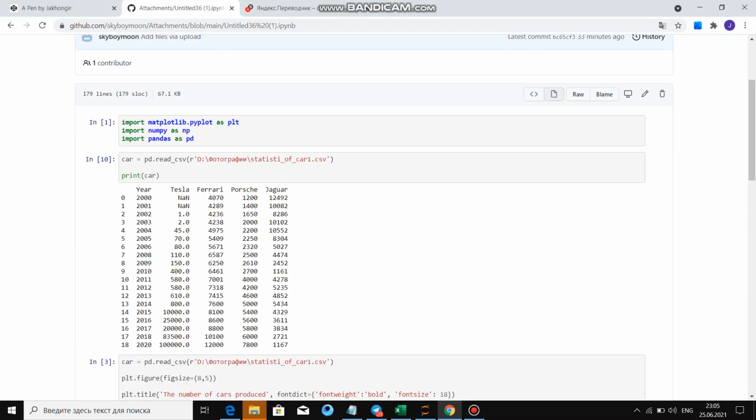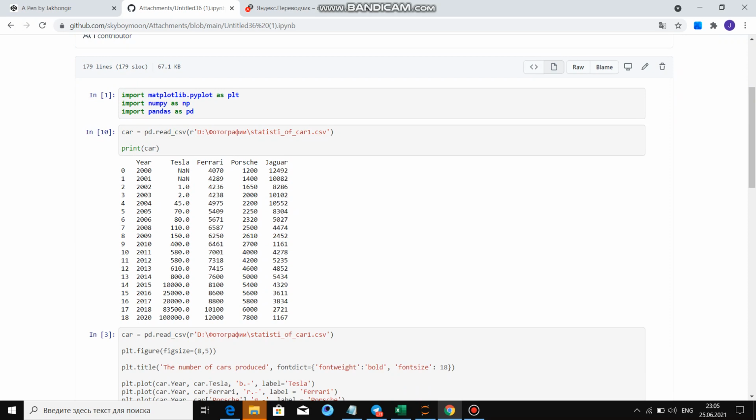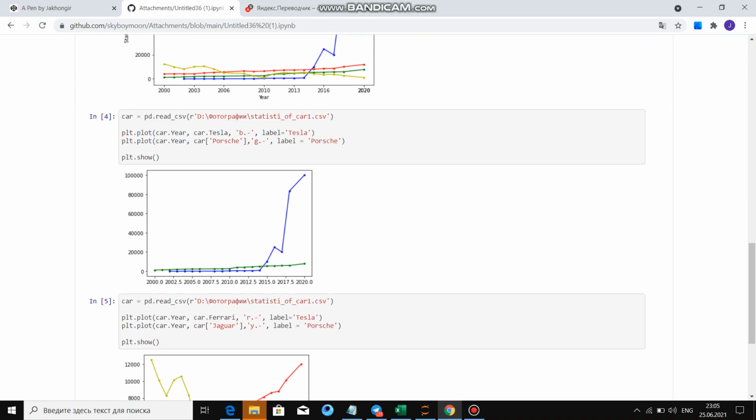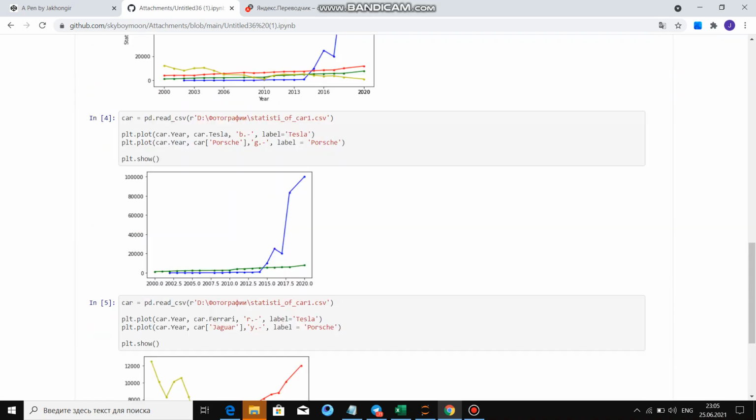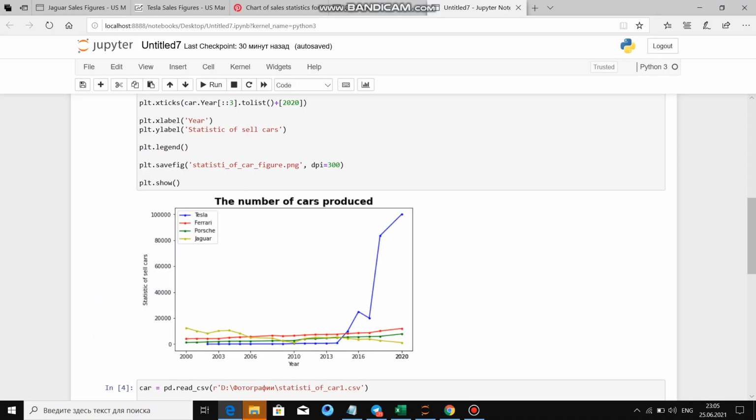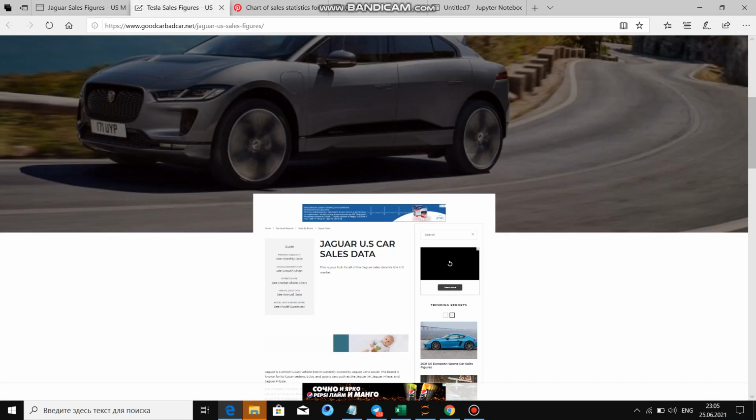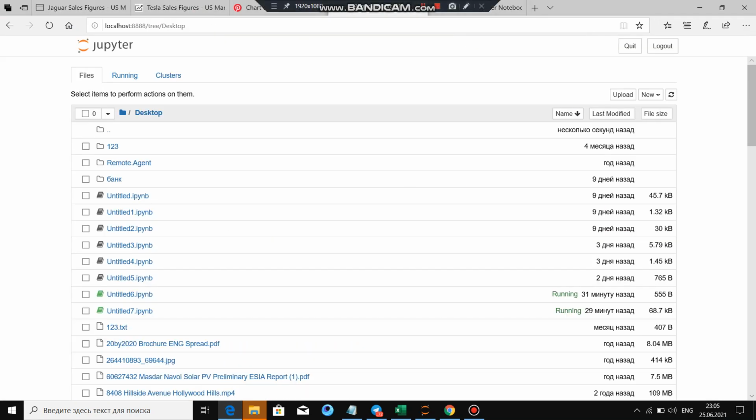Hi everyone, let's start with me. I'm using Matplotlib, NumPy, and Pandas, and I created a table, a line graph, and also separate line graphs. And I found the data and information from an official site, as you see.